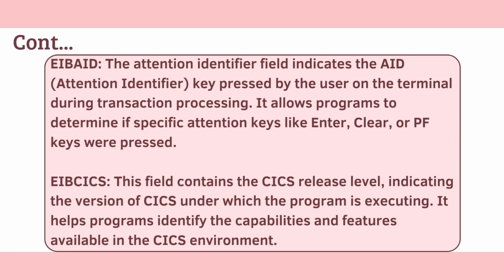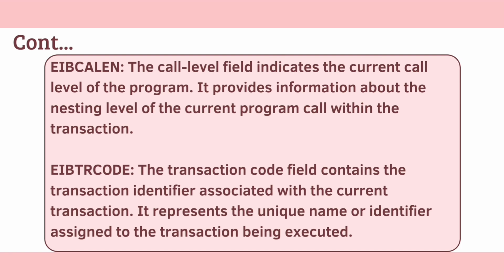Number 3. EIB Kicks. This field contains the Kicks release level, indicating the version of Kicks under which the program is executing. It helps programs identify the capabilities and features available in the Kicks environment. Number 4. EIB Calend. The call level field indicates the current call level of the program. It provides information about the nesting level of the current program call within the transaction.